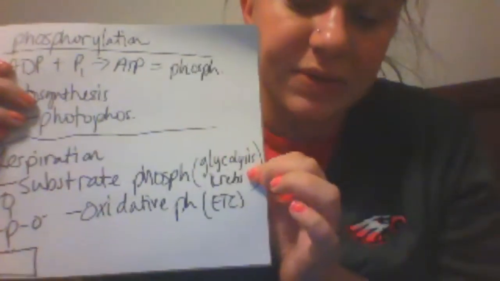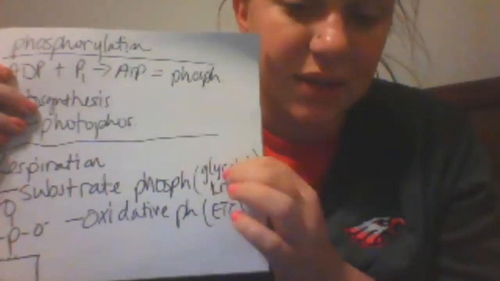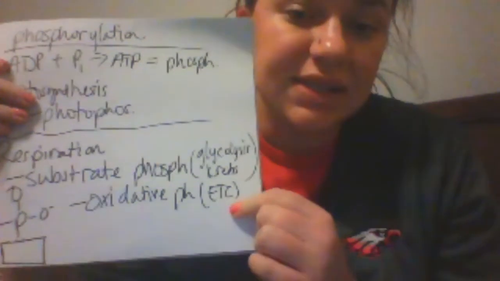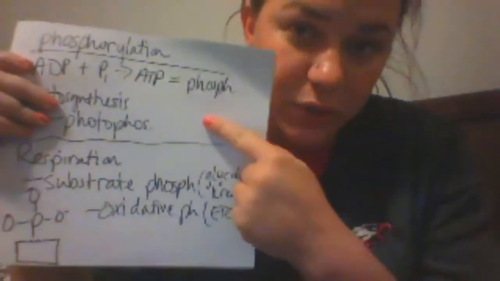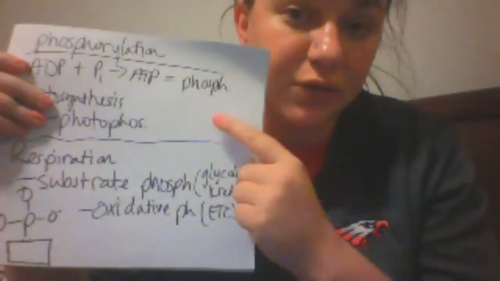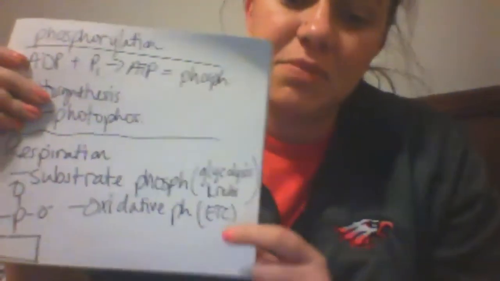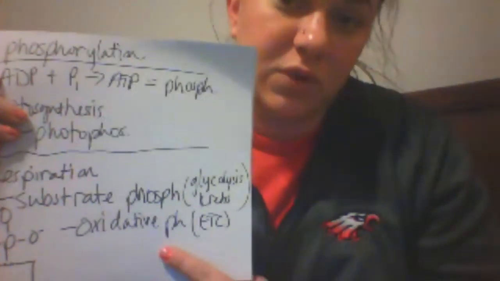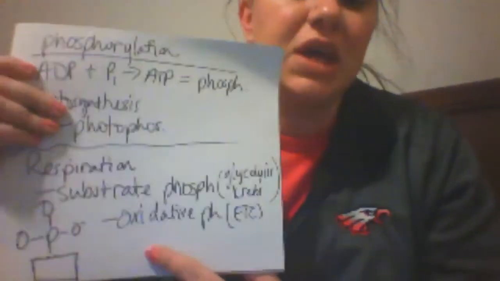Or we have our last one, which you mentioned, oxidative phosphorylation. And that's only in the ETC. So glycolysis and Krebs are the substrate one, but oxidative is only ETC. This is similar to photophosphorylation, where we use light to get energy to phosphorylate. But down here, we're actually going to use oxidation to phosphorylate ADP.